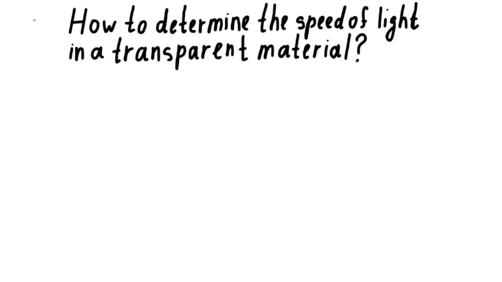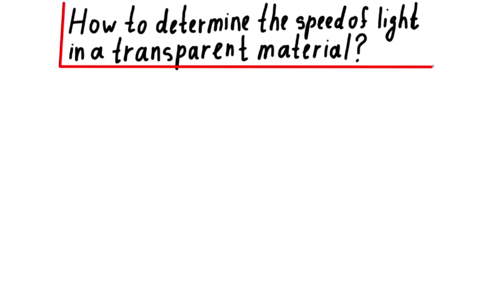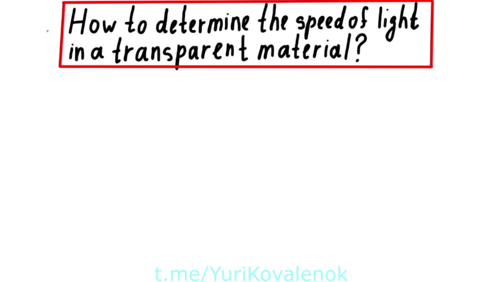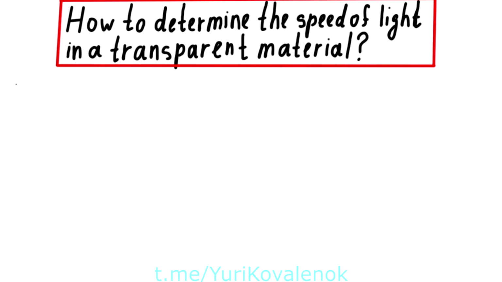Hello friends, today there is a little simple and interesting geometric optics. It will be about how to find the speed of light in a transparent material. I hope you know that the speed of light in a vacuum is a constant value and is equal to 300,000 km per second. This is a very high speed, isn't that right?